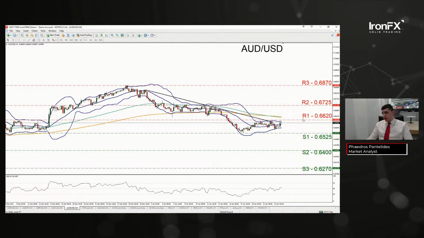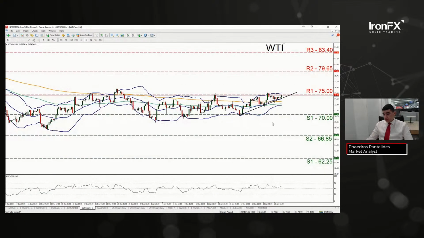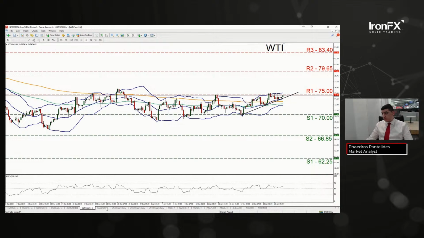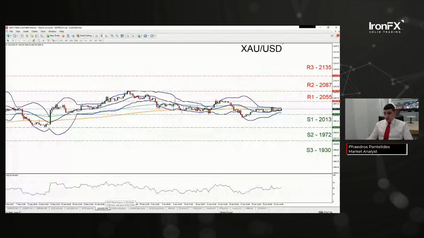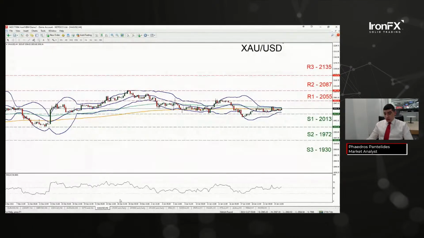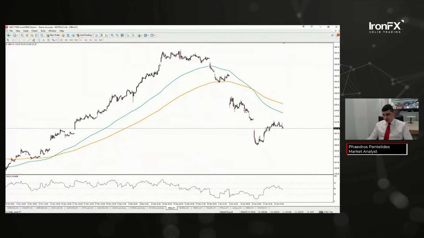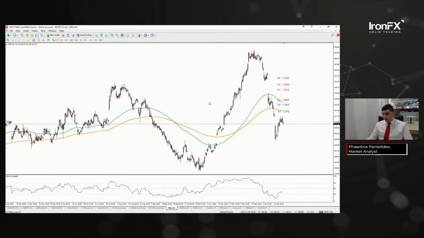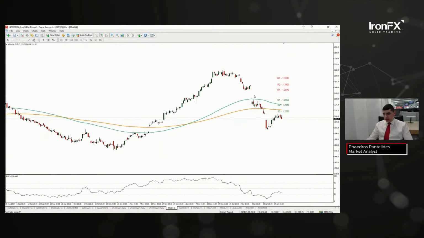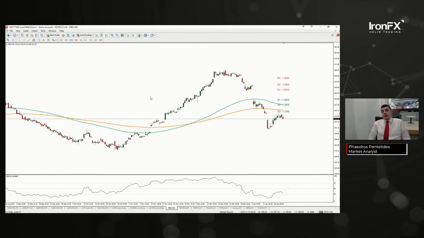Staying in between S1 and R1. Oil, we said moving higher. We also spoke about gold. Personal favorite would be Boeing, which is on the news. So Boeing's credibility is in question. For our chart, and let's zoom in. So let's talk about Boeing.